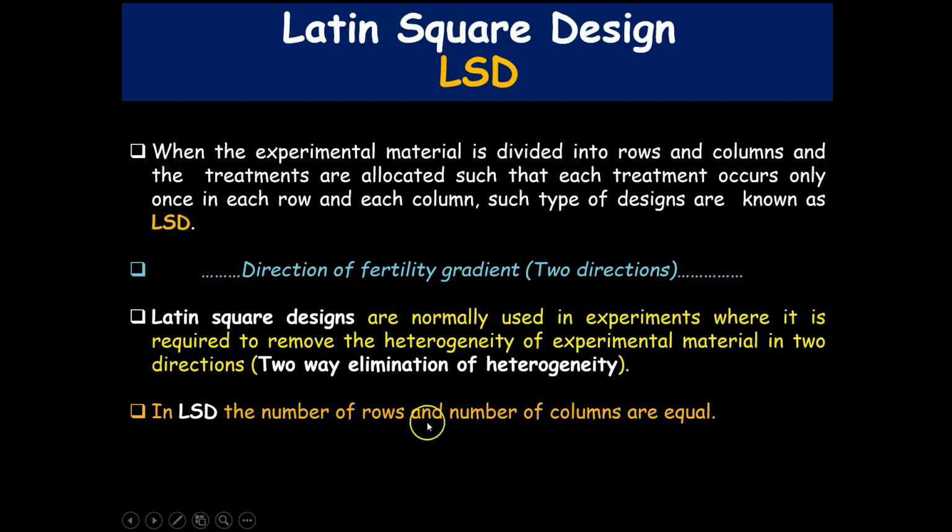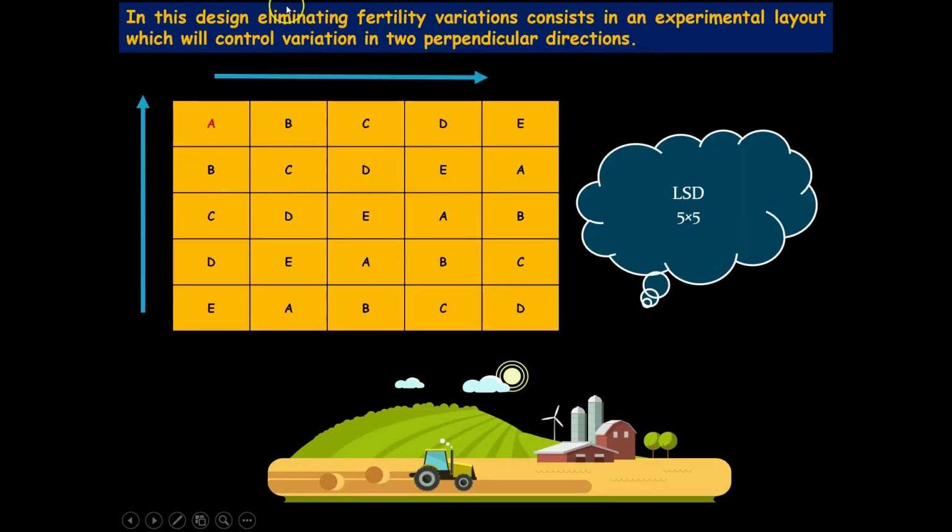In Latin square design, the number of rows is equal to the number of columns, and the number of treatments is always equal to the number of rows, which is equal to the number of columns. Now, in this design, eliminating fertility variation consists of an experimental layout which will control the variations in two perpendicular directions. If we take an example of LSD 5x5, it means we have to evaluate 5 treatments which are arranged in 5 rows and 5 columns.